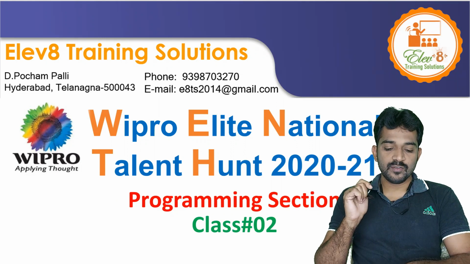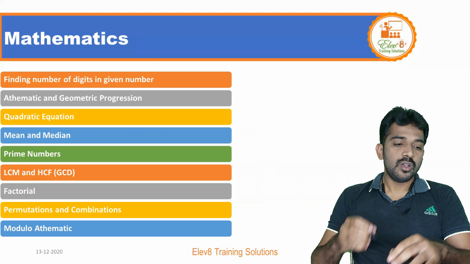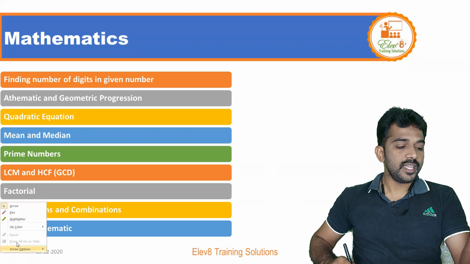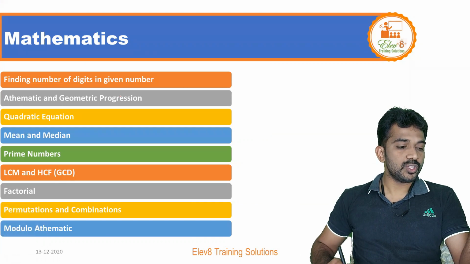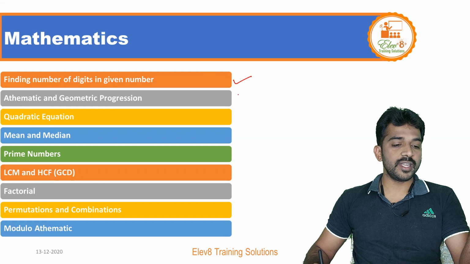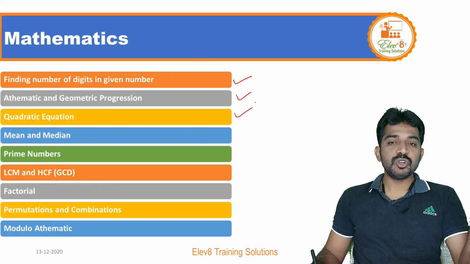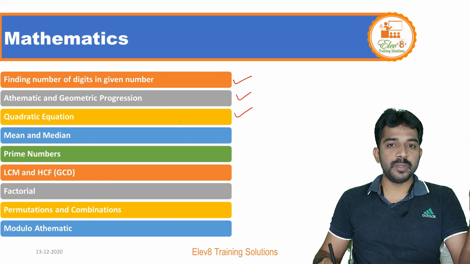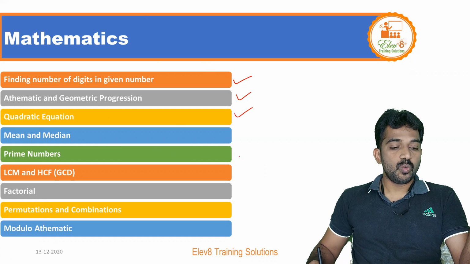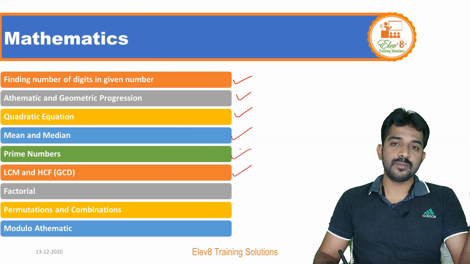First, if you observe here, in the last class we already went through these three topics. Today's class, first we will see what mean and median are, and after that the prime number, followed by the LCM and HCF. We will see these methods.